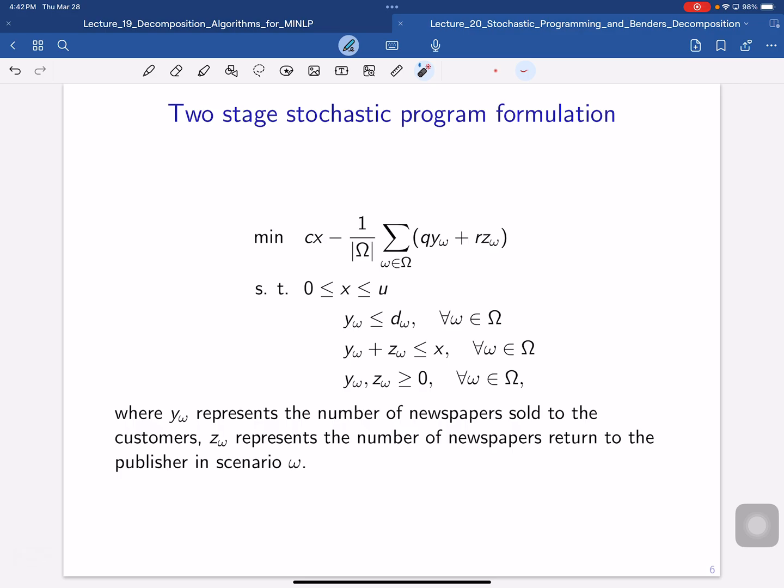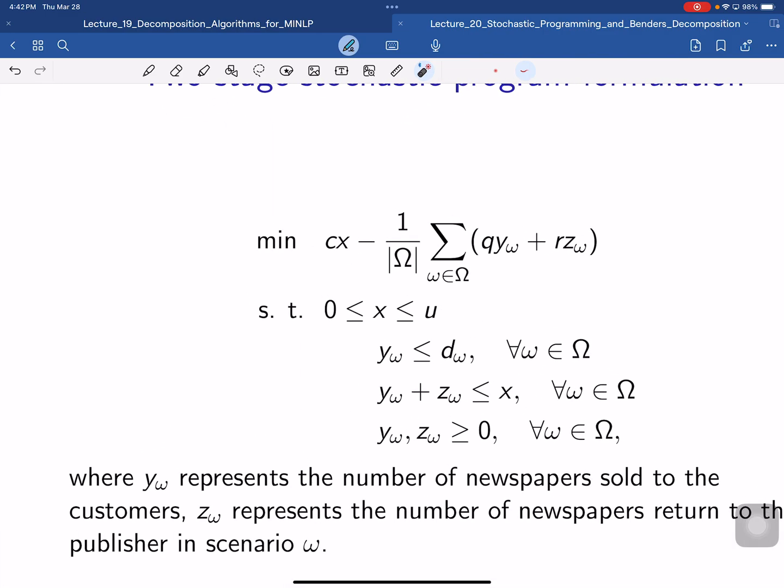You have X being the first stage decisions. It's bounded from 0 to U. Recall that I said U is the maximum number of newspapers you can buy from the publisher. Maybe U would be the maximum availability of newspapers at a publisher, so you cannot buy over U.